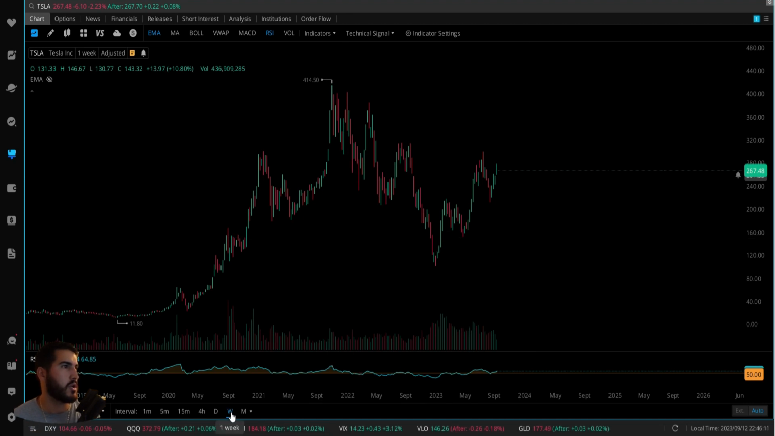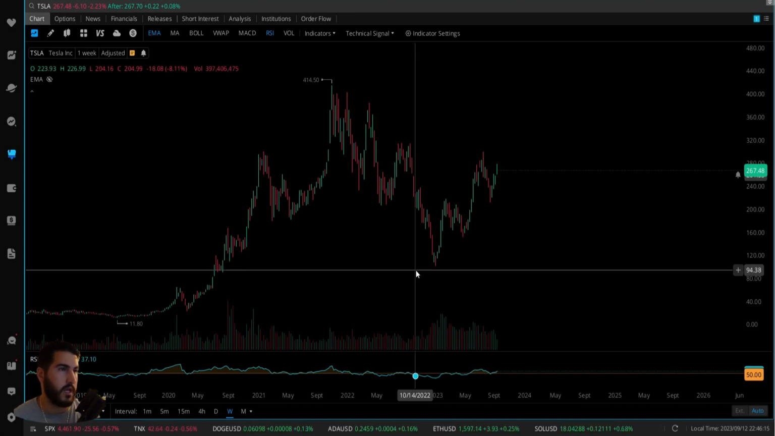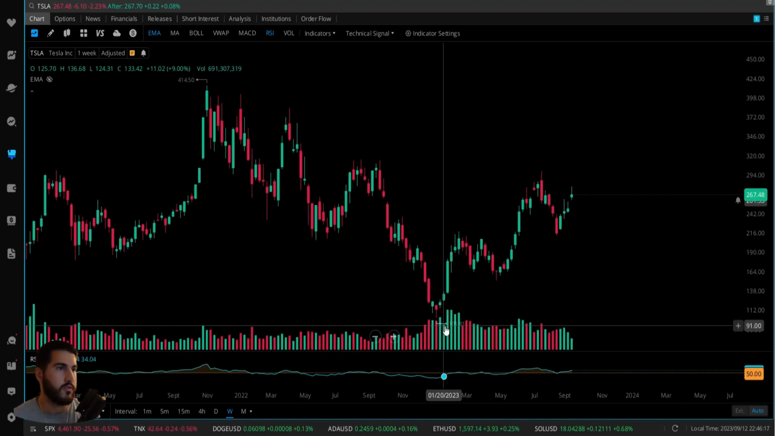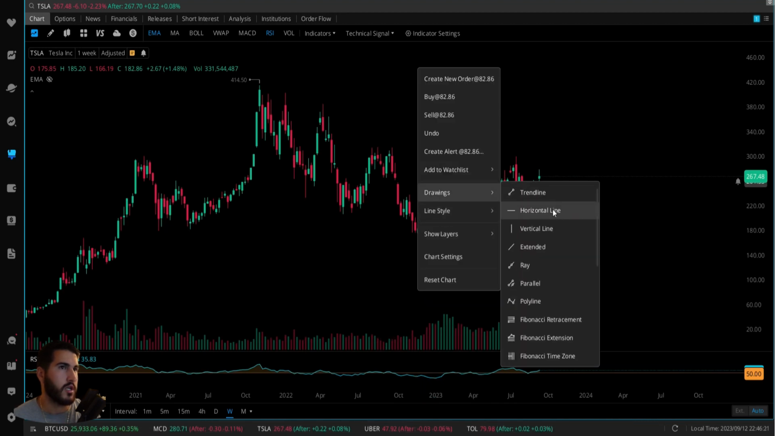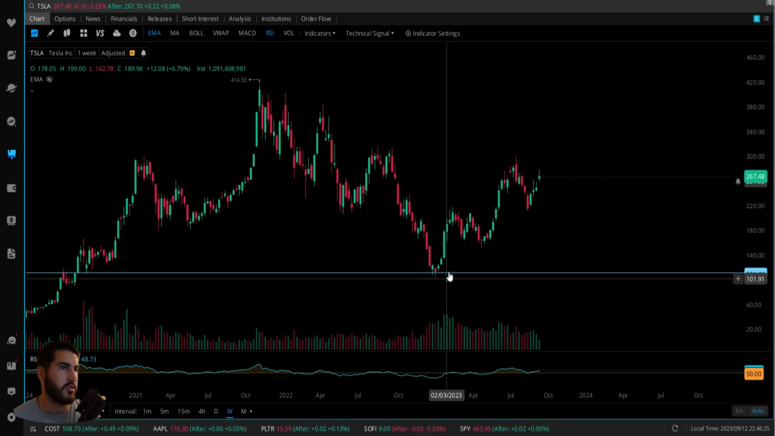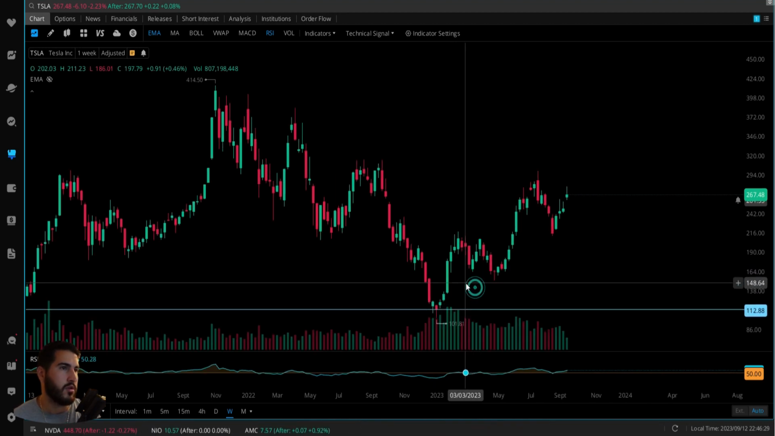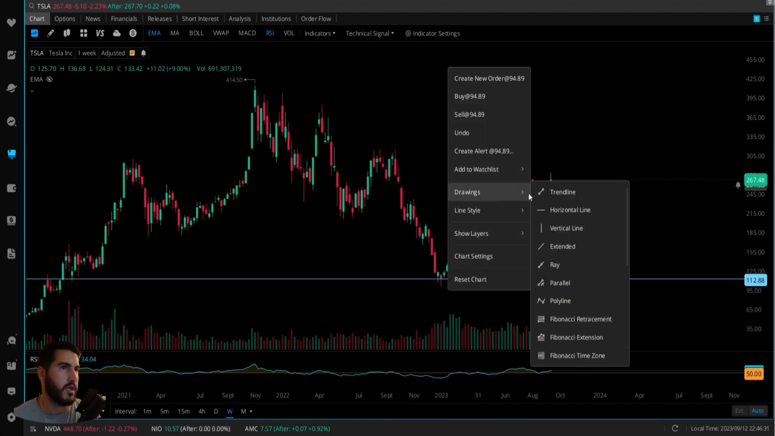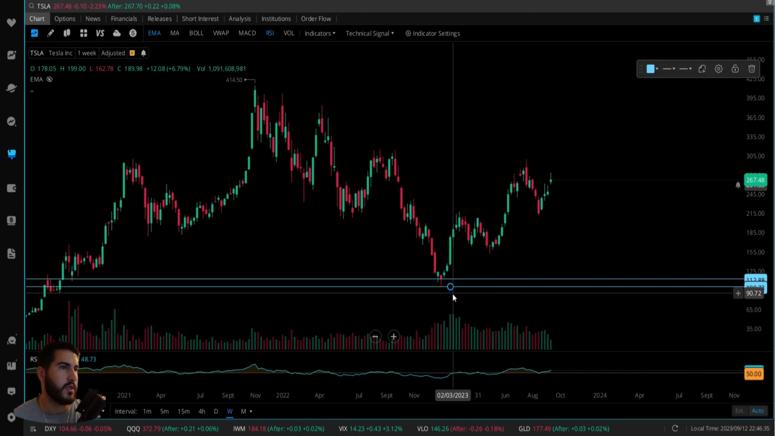So right now we're looking at the weekly chart, and let's just start charting this thing out together. The first thing that I want to do is chart the low, just so you can understand what has happened with this stock. So I'm going to chart the bottom of this candle, the body of the candle, and then I'm also going to draw a line at the bottom of the wick.